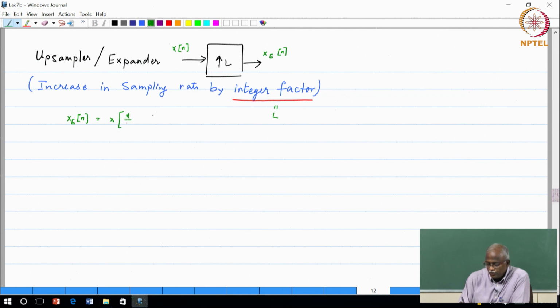This is equal to x of n by L if n equals 0, plus or minus L, plus or minus 2L, and so on, and equal to 0 otherwise. Okay, that is my upsampler or my expander of my signal. Again, no loss of information because the original sequence is preserved.